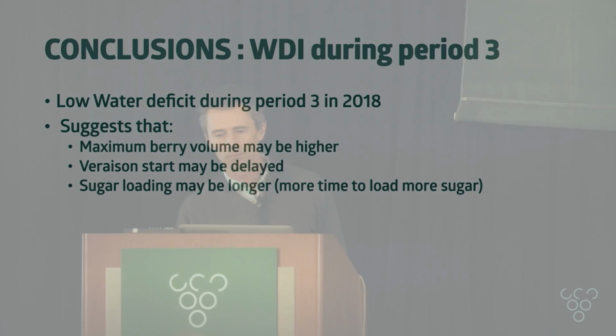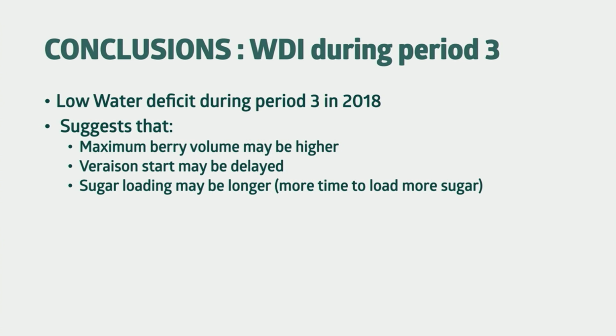In other words, there has been constantly less stress across Cab Sauv, Cab Franc, and Merlot. And we can even quantify that difference. But the take-home is really that we have here an objective parameter to show that there was a low water deficit during period 3 in 2018. What can we infer from that?